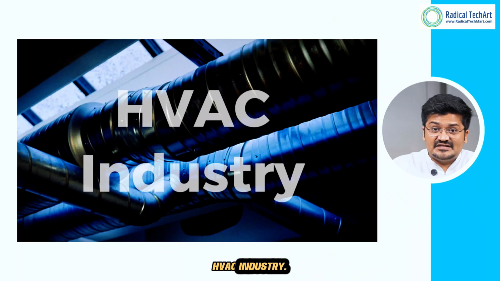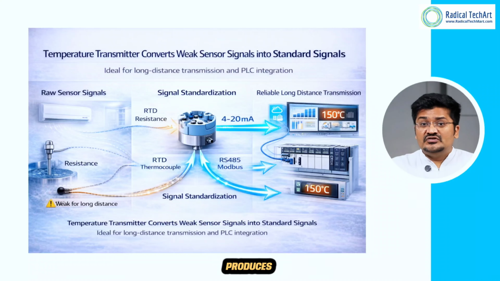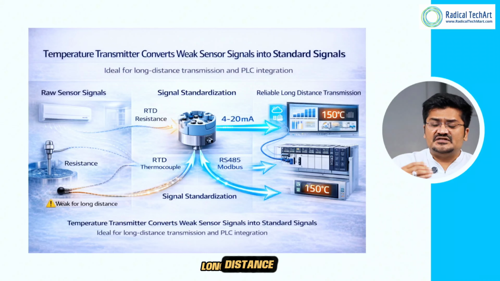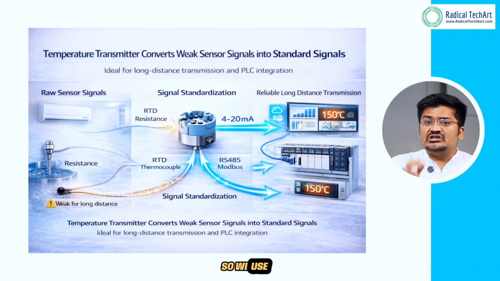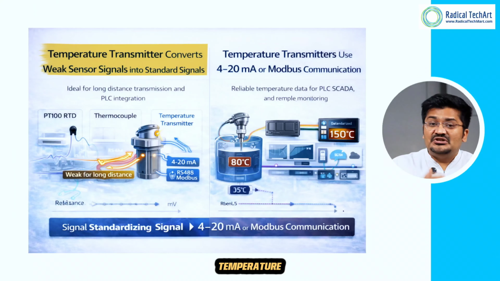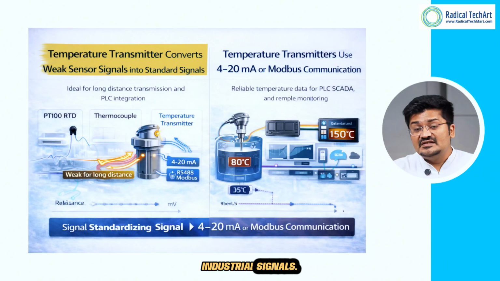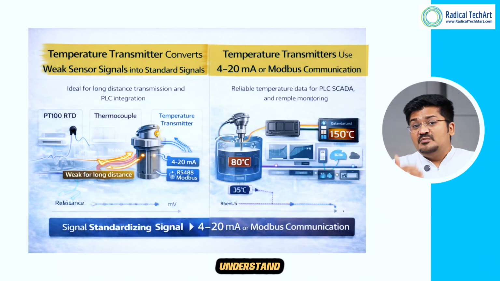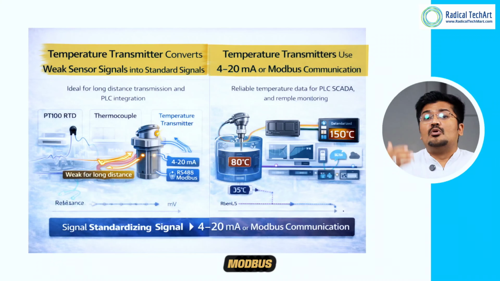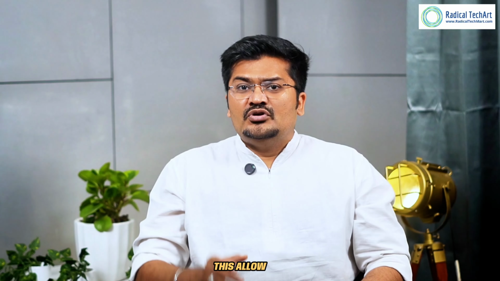Sensors usually produce very small electrical signals. For example, RTD produces resistance change and thermocouple produces millivolt signals. These signals cannot travel long distances very easily, so we use a temperature transmitter. The temperature transmitter converts the sensor signal into a standard industrial signal, usually 4 to 20 milliampere or Modbus communication, as we have understood before. This allows the temperature value to be transmitted to control panels or PLC systems.